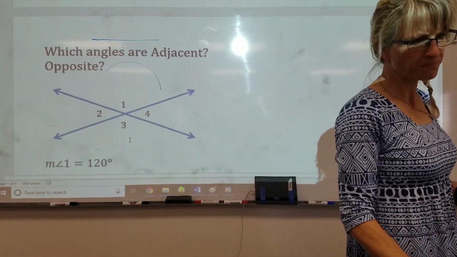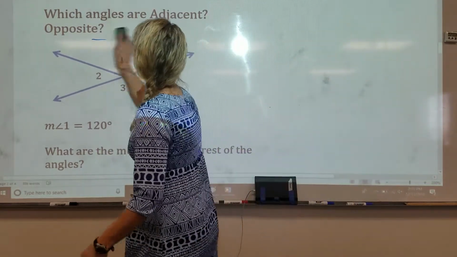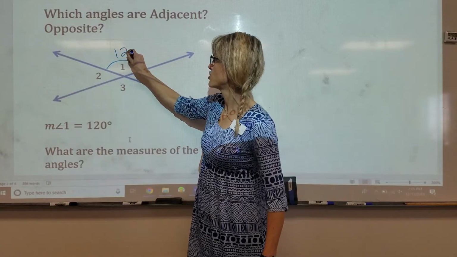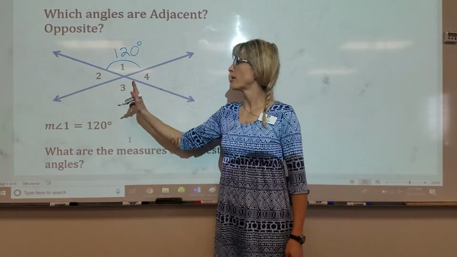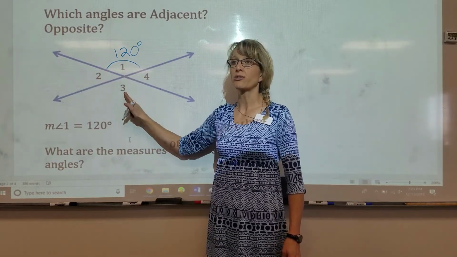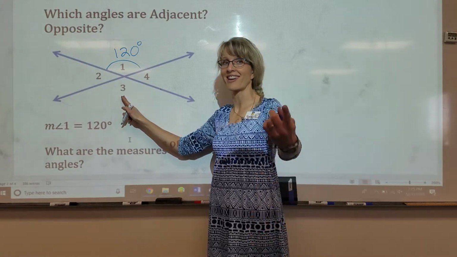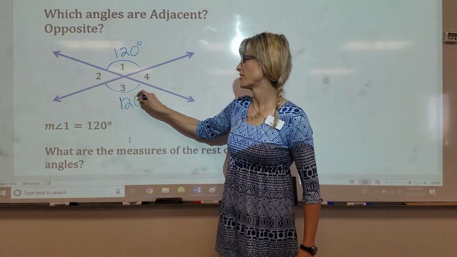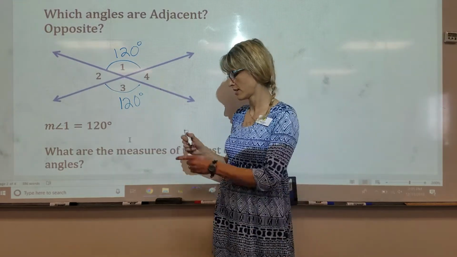So let's suppose I have these two intersecting lines, and I say that angle 1 has a measure of 120 degrees. What can I know about angle 3, angle 2, and angle 4? Well, we learned that 1 and 3 are vertical angles. The relationship is they're congruent. So, Hannah? So 3 would be 120. It'd also be 120. Good. And what about 2 and 4? You would subtract 120 from 180.